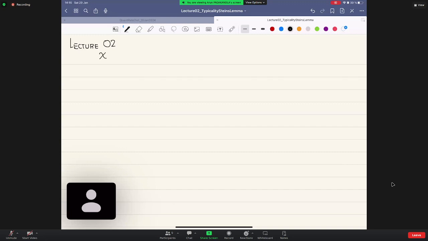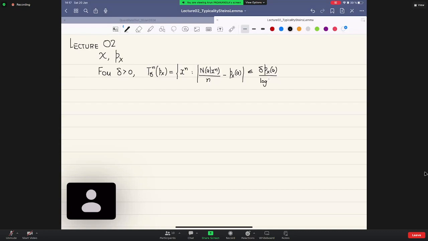So yesterday I was talking about, so I'm going to just rewrite this. So X, I have a set, I have a distribution, Px. I define, for delta greater than 0, T delta n Px, the set of Xn such that n of A given Xn, the number of occurrences of the element A, is close to its probability. This is a deterministic set, okay? So there is nothing random about it. It's just that we define this set, and so we observe the following.